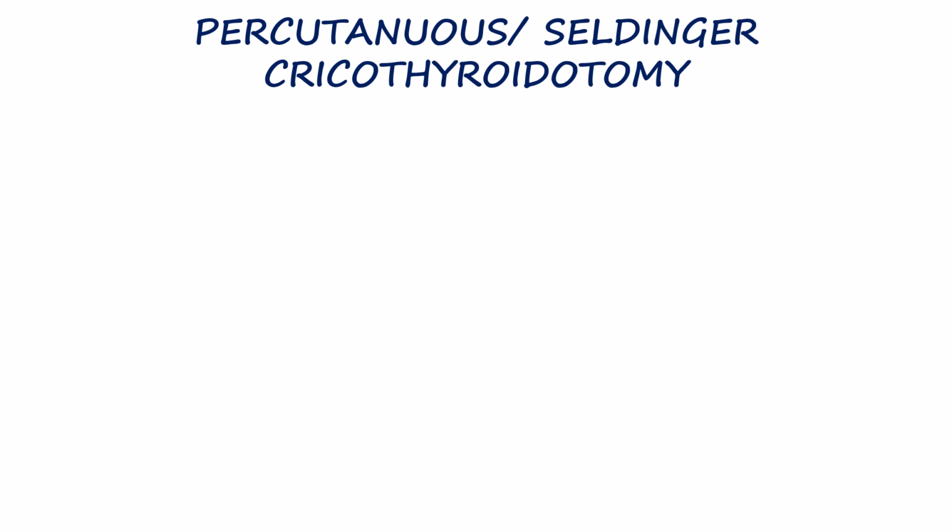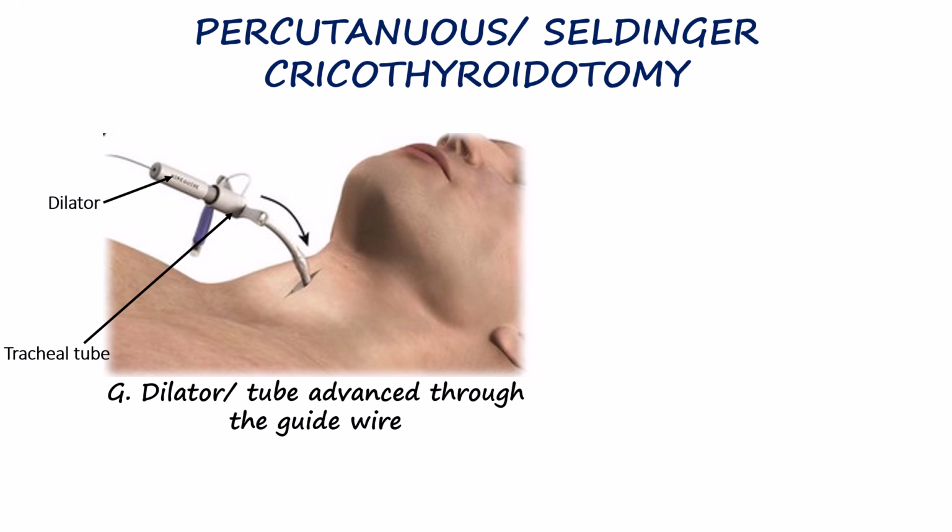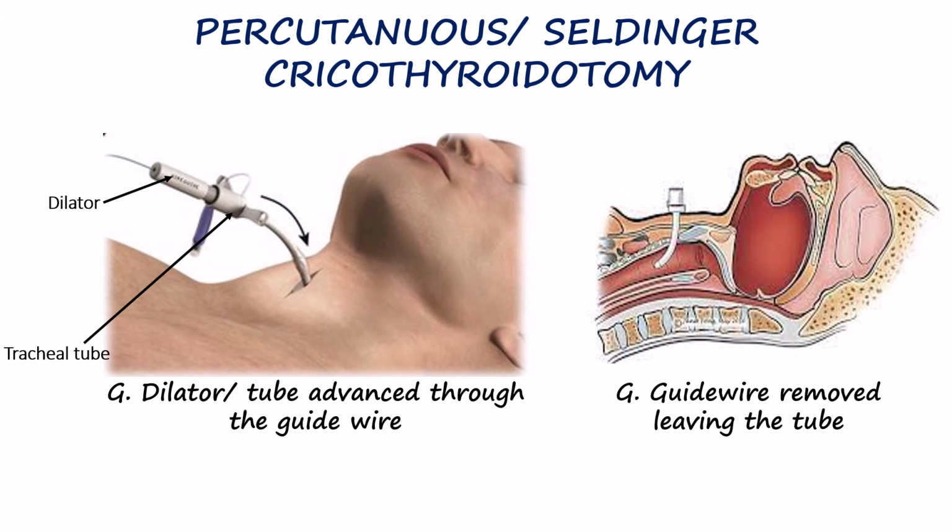A dilator loaded with the airway catheter or tracheal tube is then advanced together over the guide wire into the trachea. The dilator and guide wire are then removed, leaving the airway catheter in situ. After that, the tracheal tube is connected to the bag mask or ventilator. Placement is confirmed by aspiration of air, capnography, chest movement, or auscultation, and finally the catheter is secured to provide a definitive airway.